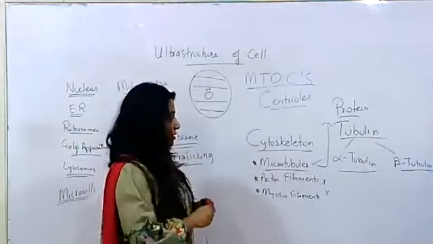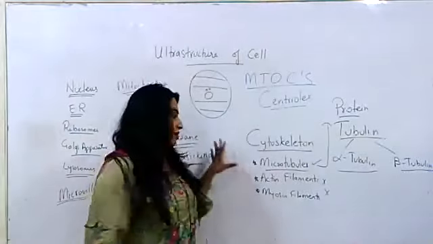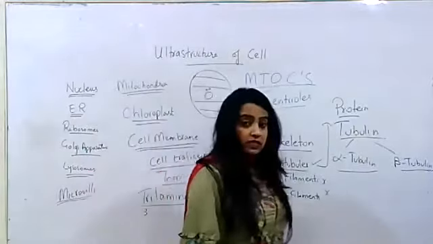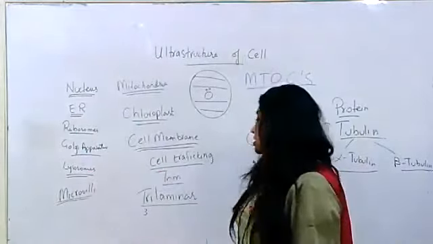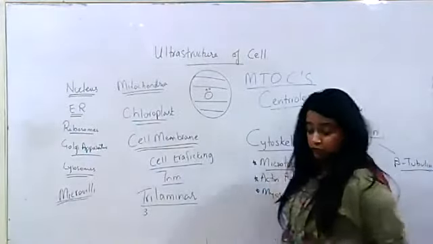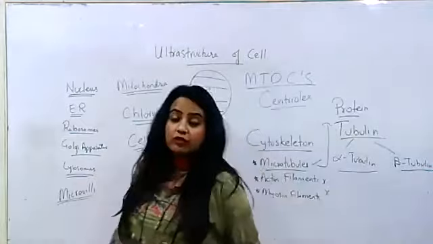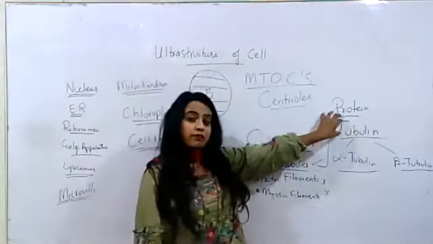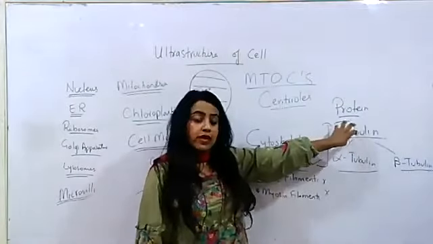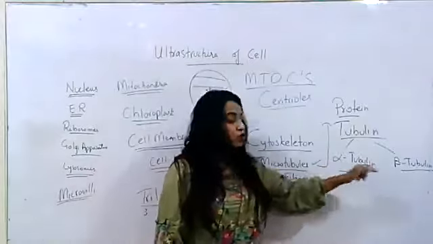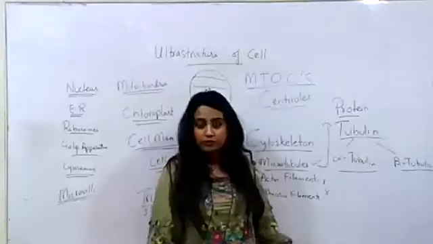Repeating this part, the cytoskeleton is made up of three basic components. There are others as well, but there are three basic components. Number one, microtubules, actin filaments, and myosin filaments, right? Now, what are microtubules made up of? Microtubules are made up of a specific protein known as tubulin. Tubulin has two variants that make up microtubules: alpha tubulin and beta tubulin, right?